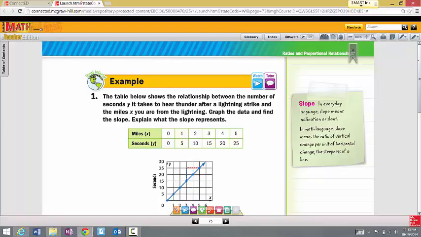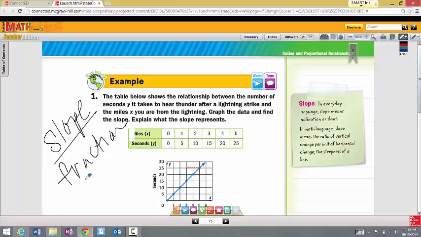Now, your book does something that I don't agree with. Surprise, surprise. Slope, a couple things. First of all, slope should be written, in constant proportionality, can be written as a fraction.